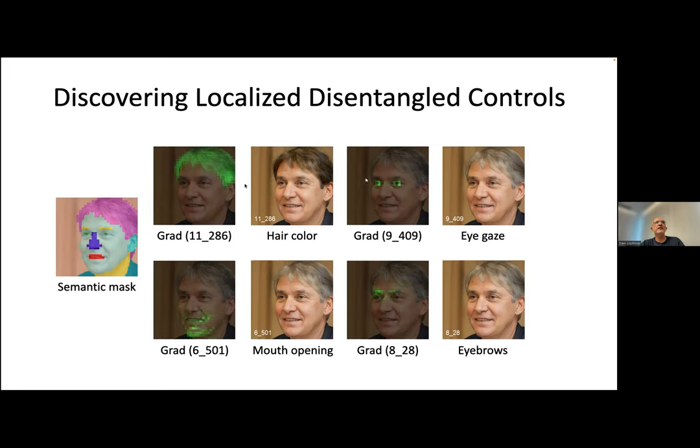Similarly, we were able to find that another parameter changes the gaze of the eyes. I hope you can see here that the eyes of that person are changing their gaze. Indeed, this parameter, which is parameter 409 in level number 9, has a high gradient in the area of the eyes. And similarly, we were able to find parameters that control different motions of the mouth and different things that relate to other aspects of the human face, such as eyebrows, for example.